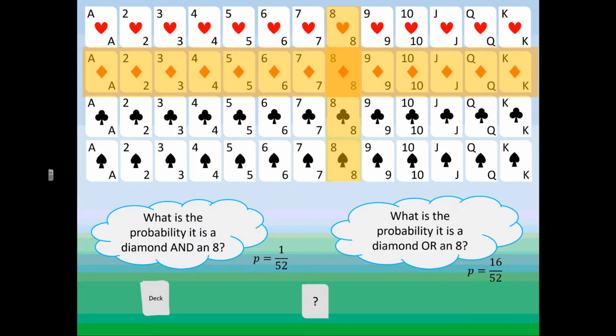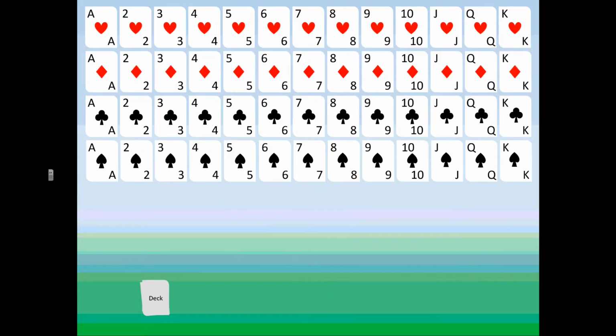In this second case, we don't care whether it's an 8, we don't care whether it's a diamond. It could be any of those diamond cards, any of those 8 cards. The AND is also known as intersection. That's because that is where the 8s and the diamonds intersect. It's where they cross over. OR is also known as union because we combine everything all together.